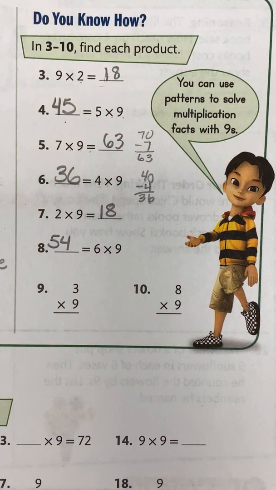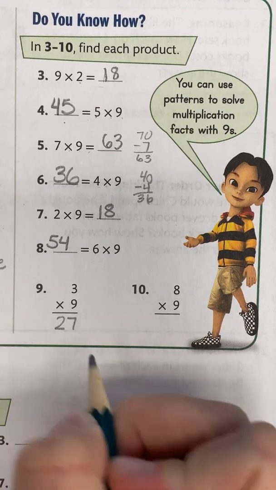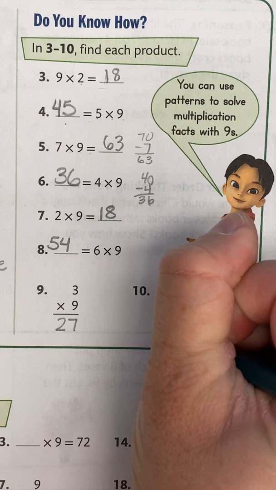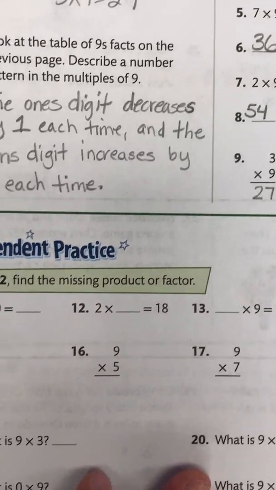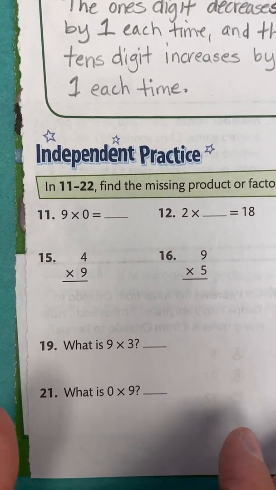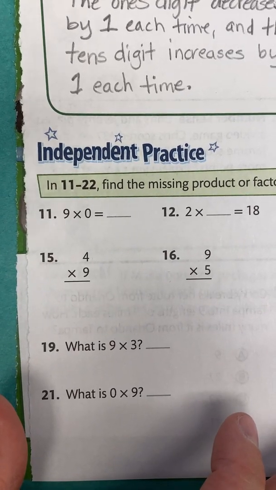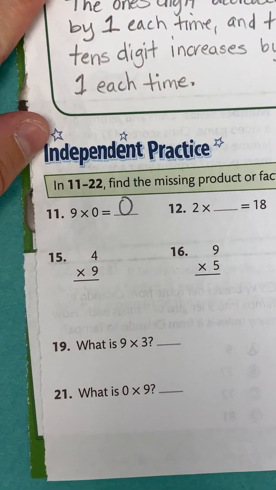Number 9. 3 times 9. Can use my data table and look at that and find my answer is 27. Number 10 says 8 times 9. And again, I can use my data table or any of the other forms that we've gone over and find out that 8 times 9 equals 72. Down at our independent practice, 9 times 0. Anytime that you're multiplying any number by 0, the answer is always 0. So 9 times 0 is always 0.